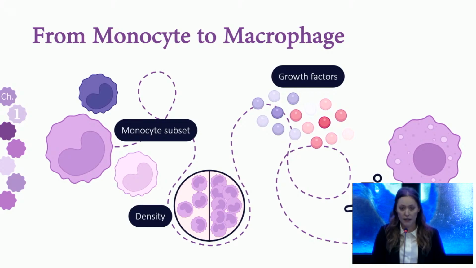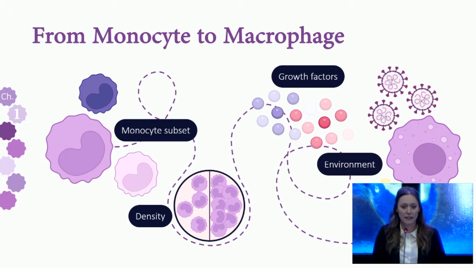Monocytes need growth factors to develop into macrophages. However, the type of growth factor they encounter might influence the macrophage's function. And macrophages are really good at sensing their environment. Thus, environmental challenges, like excess lipids or viruses, impact macrophage function.